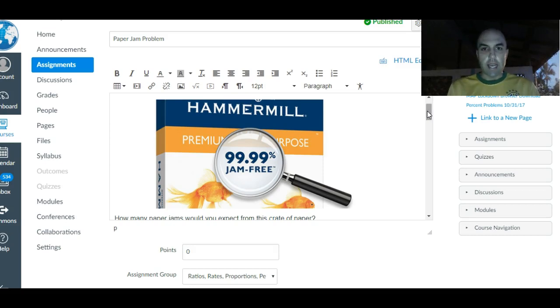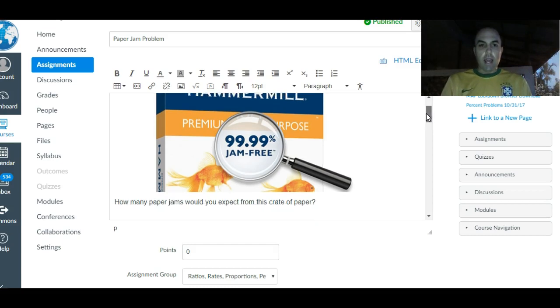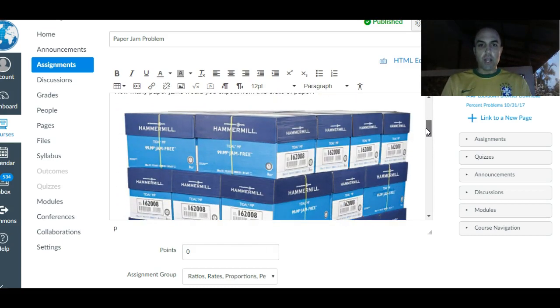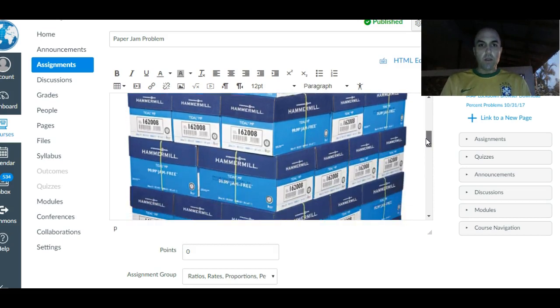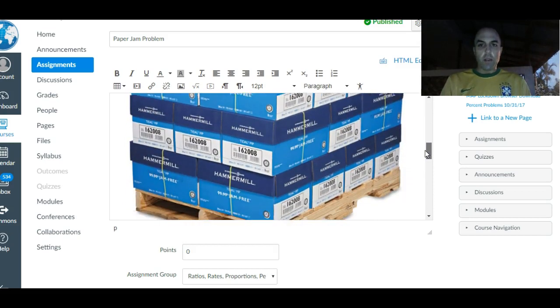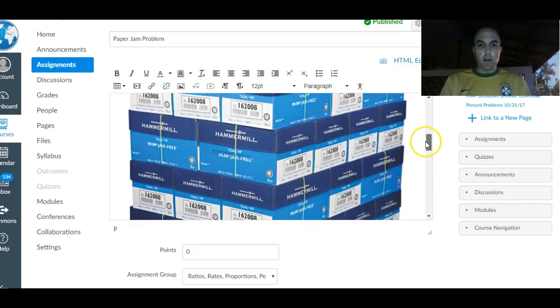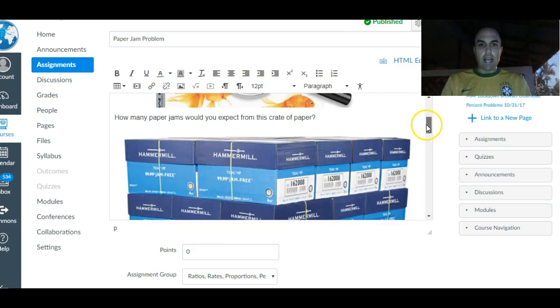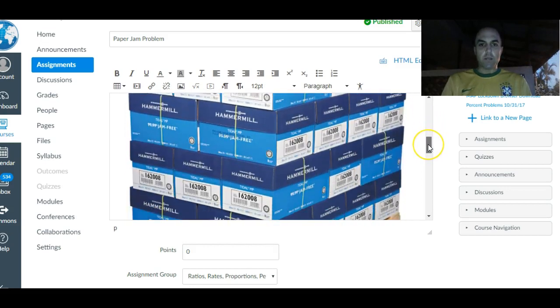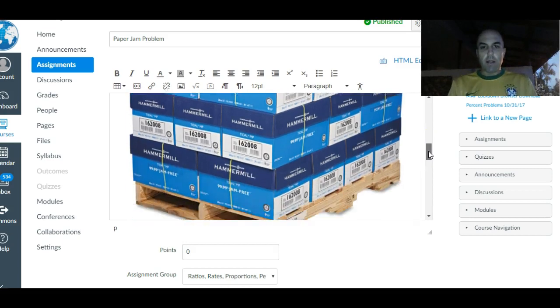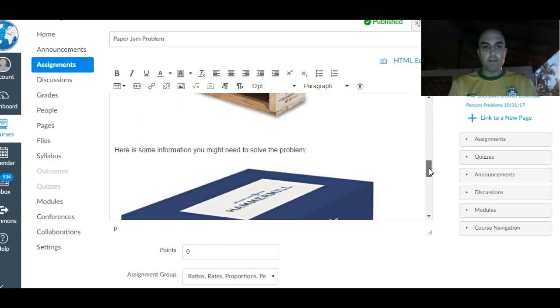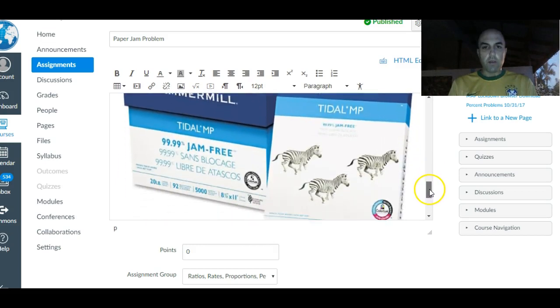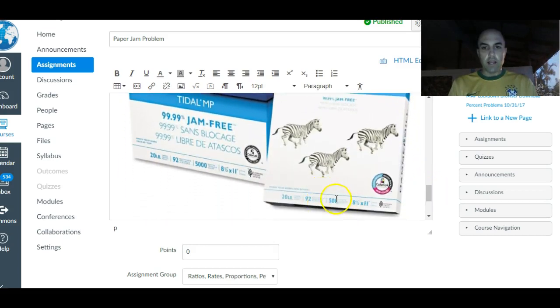Okay, this ad says that the paper, Hammer Mill, is 99.99% jam-free. So, what does that mean? And how many paper jams would you expect from this giant crate of paper? You can see this in Canvas a little bit more easily when you open it up. But there's a lot of paper here. And if this is 99.99% or 99 and 99/100% jam-free, how many paper jams could you expect from this giant crate? And there's some information here to help you. And I'll give you a hint. You're looking at the information that can help you right here.